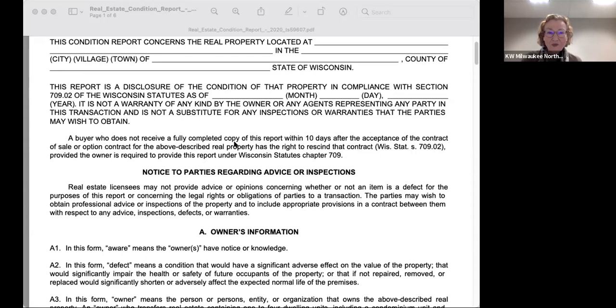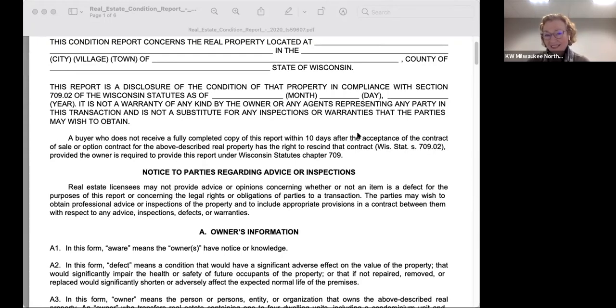This little section right up here at the very beginning is very important too. I want you to make sure when you're talking to your seller to point this paragraph out. A buyer who does not receive a completed copy of this report within 10 days after the acceptance of the contract of sale for the above described real property has the right to rescind that contract.